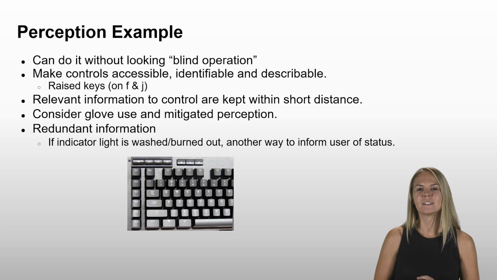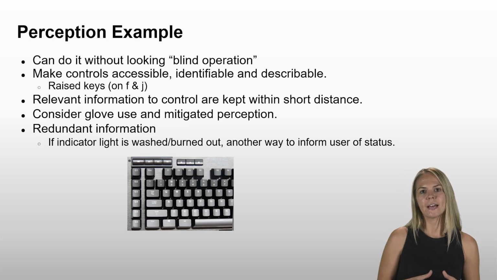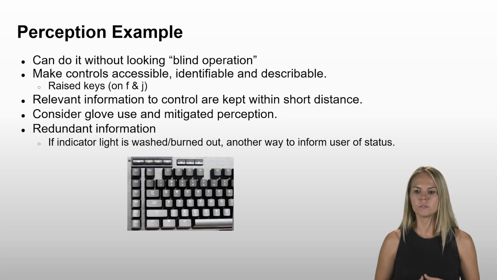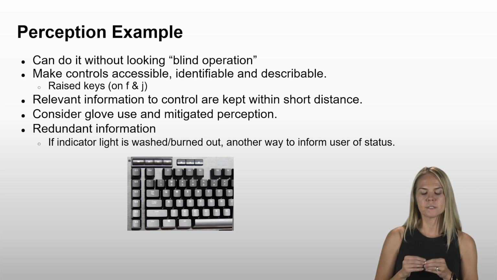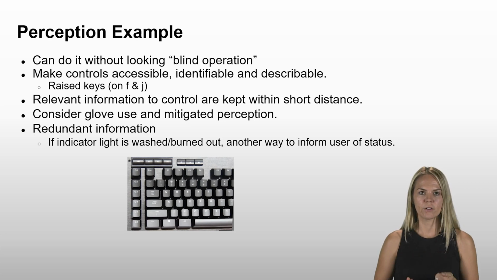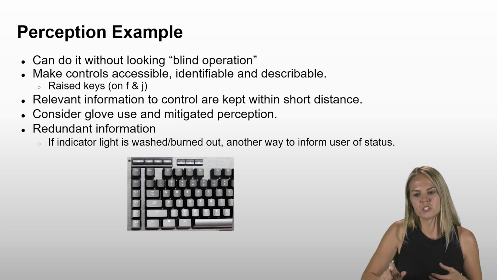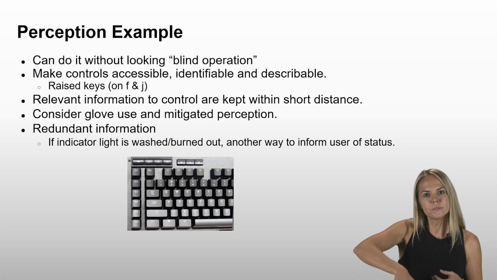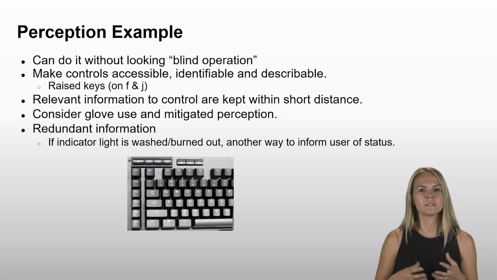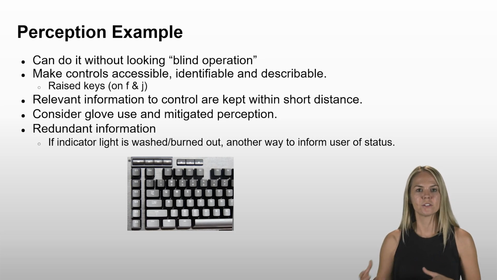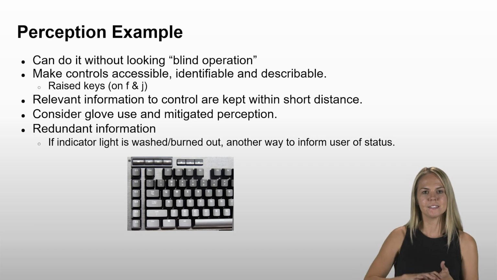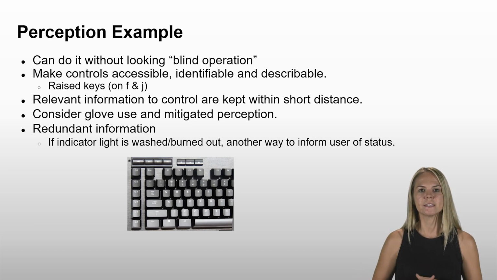If you're creating something for a user that has a mitigated perception, so they're not able to feel as well with their fingers, maybe they have arthritis, or maybe they just don't have enough strength to actually turn the valve for the hose, consider glove use or some other way that they can still control it with additional support. And again, redundant information.